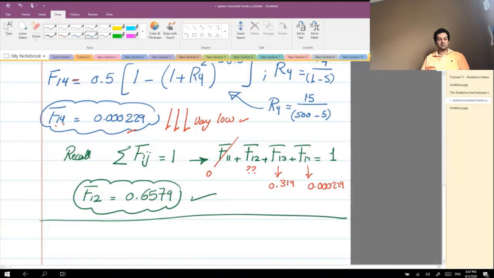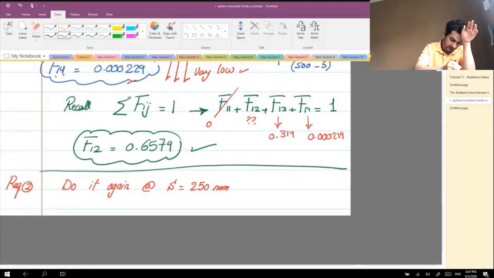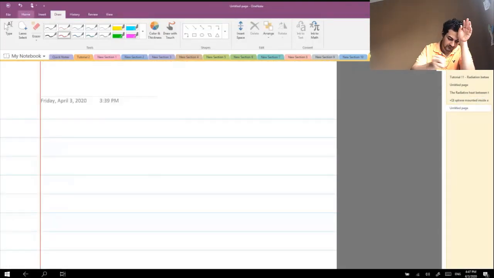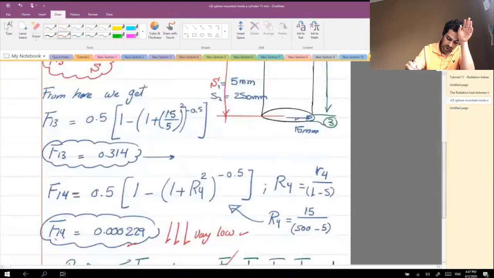You will have to do it all over when changing S. So requirement number 2, do it again at S equal to 250 millimeters, right, and see the difference. And your answer has to make sense as compared to this one. Does anyone have any question for this question? Does anyone have any concern here?